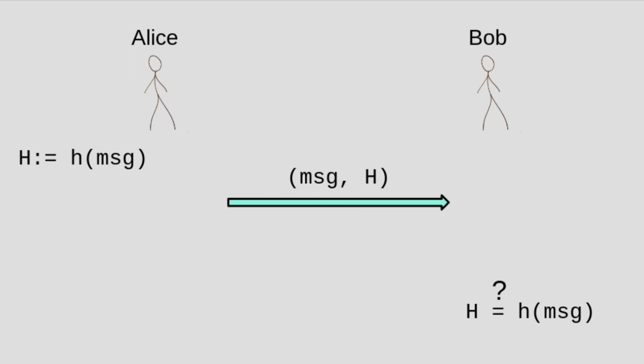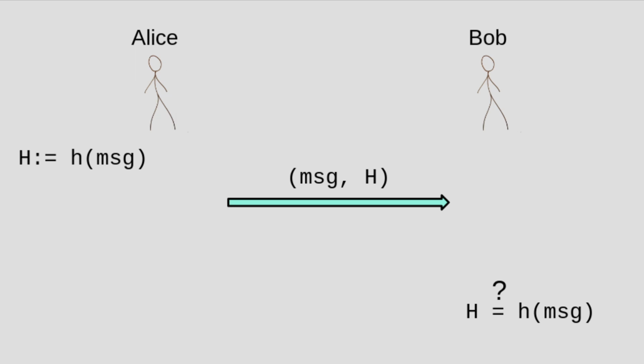Instead, it looks more like this. Alice computes the hash of her message, and she sends the message and the hash value to Bob. Bob then recomputes the hash value of the message using the same hash function that Alice used. So Bob receives the message and separately the hash value, and checks that his computation of the hash of the message is equal to the hash value that Alice sent on the wire.